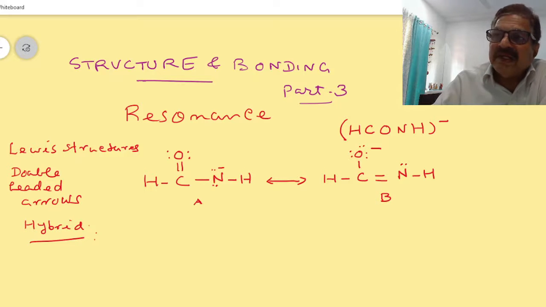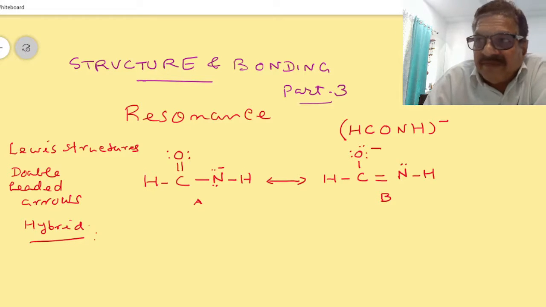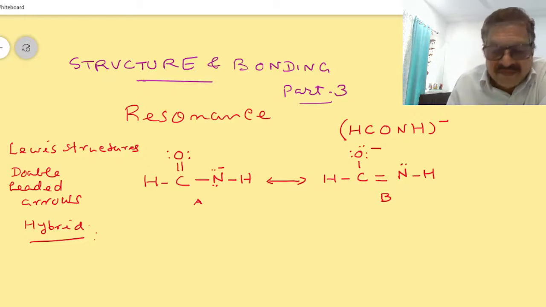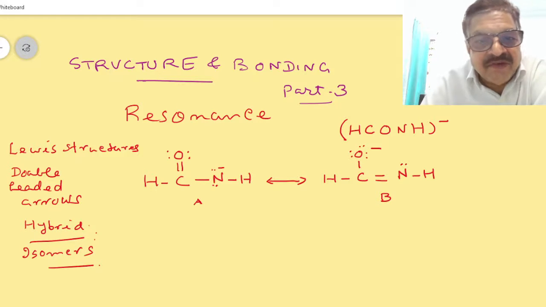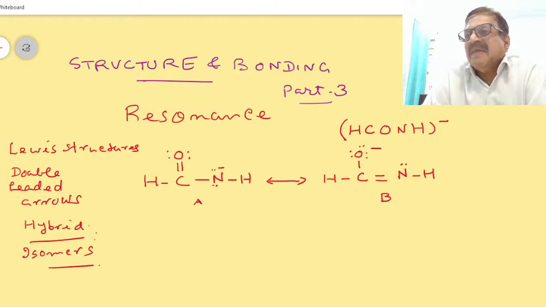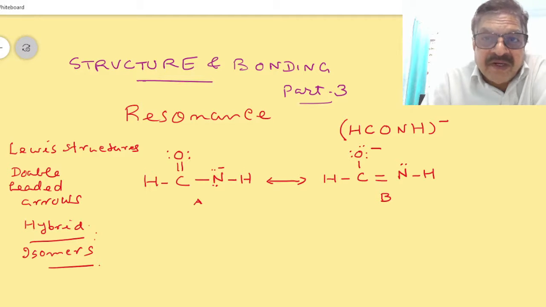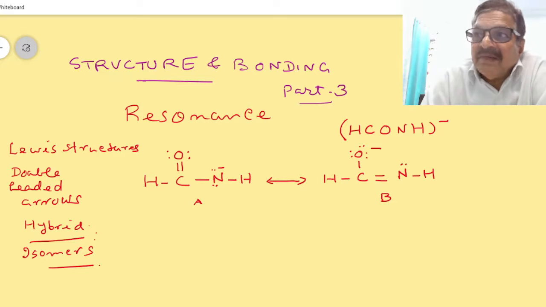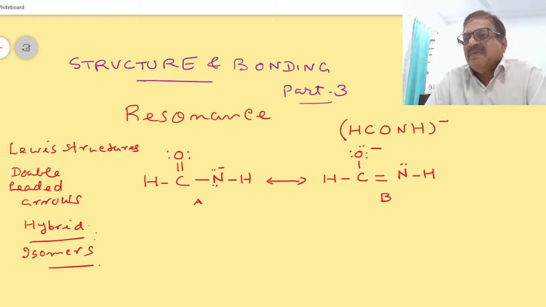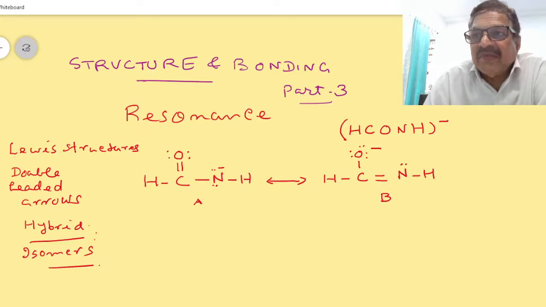Now, the next one is that resonance structures are not isomers. What are isomers? Isomers are compounds with the same molecular formula, same molecular weight, but different structures. That means the connectivity and position of atoms will be different, and the position of electrons is different. In the case of isomers, there is a different arrangement of atoms and of electrons, whereas in resonance structures, only the position of the electrons is different. Therefore, resonance structures are not isomers.